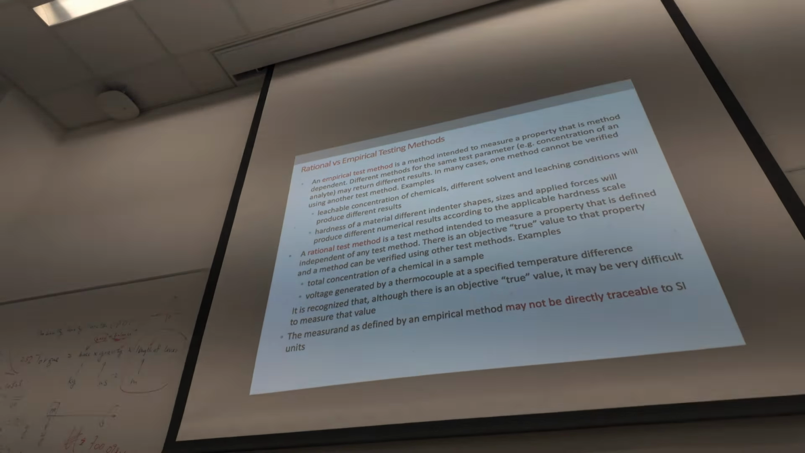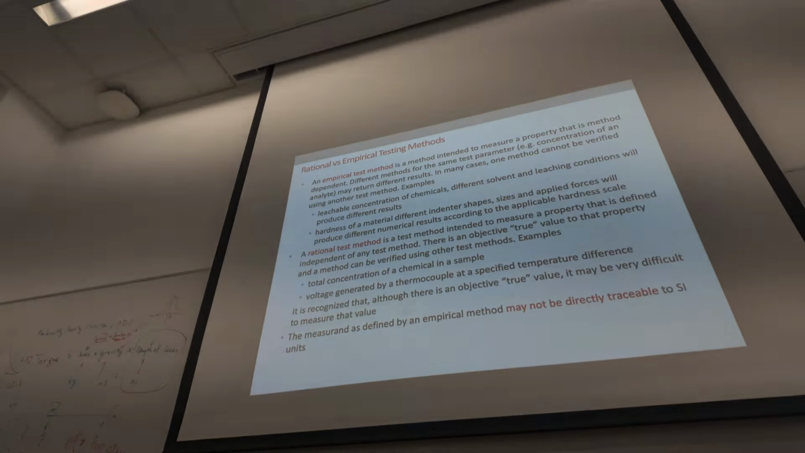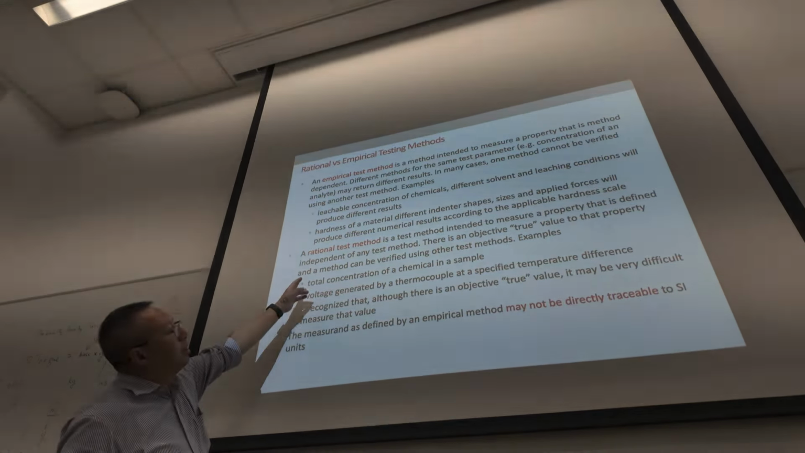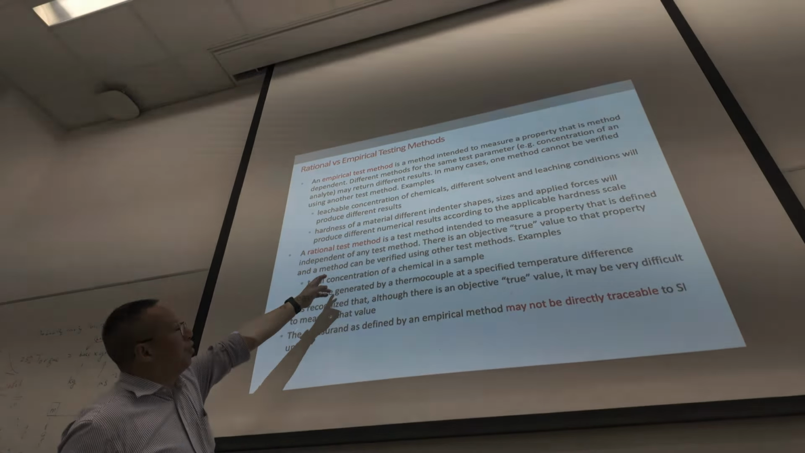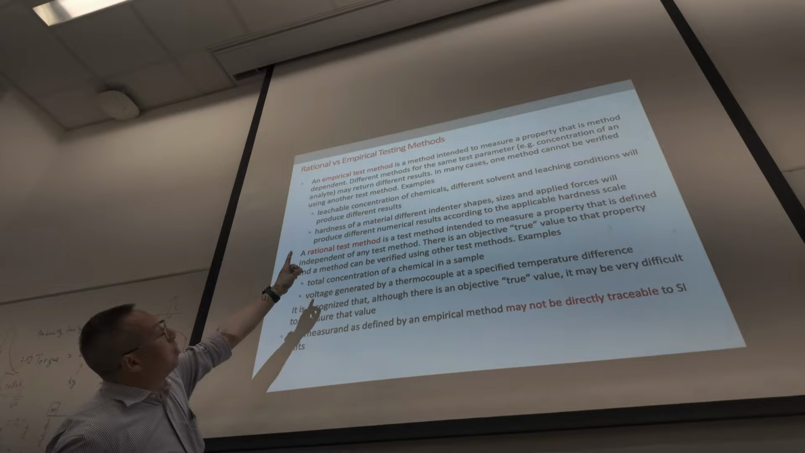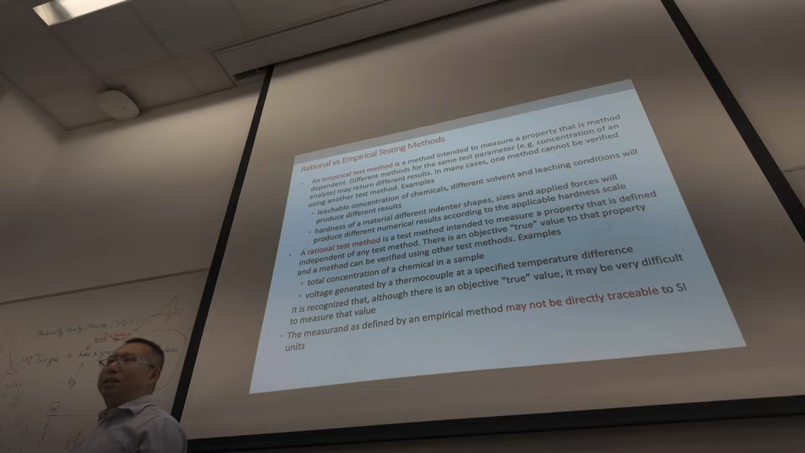The difference between empirical method and rational method. Okay. Rational method is the test method to measure a property that is defined independent of any test method. Okay? And empirical method is the method intended to measure a property that is method dependent. That's it. Okay?